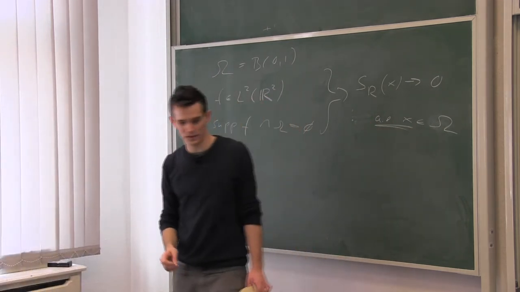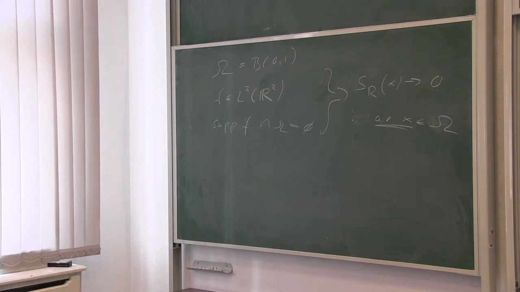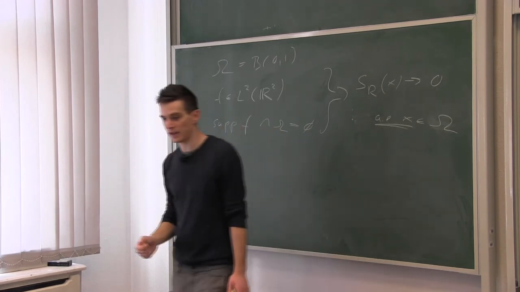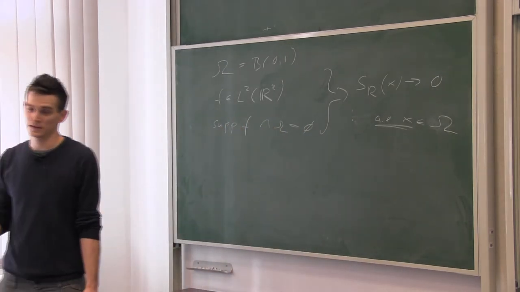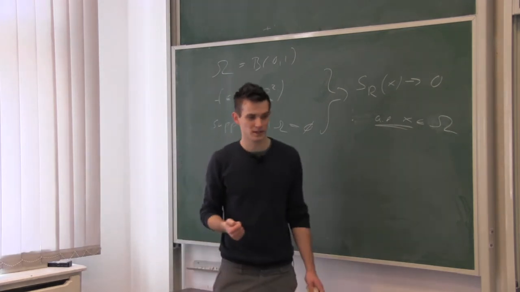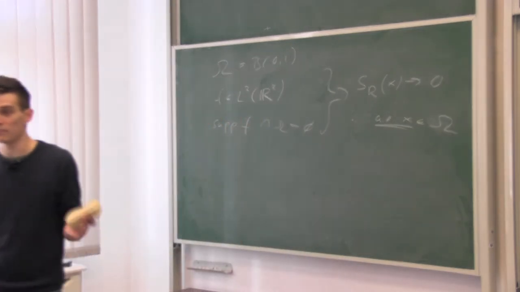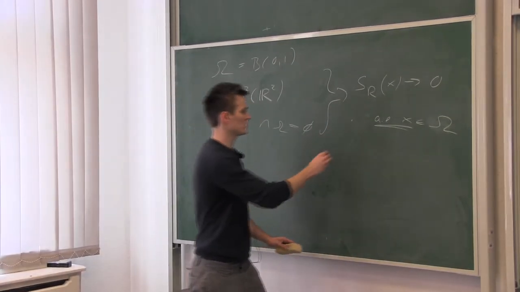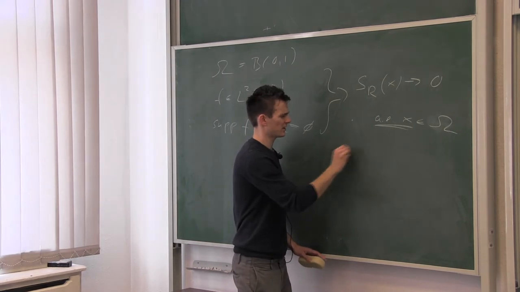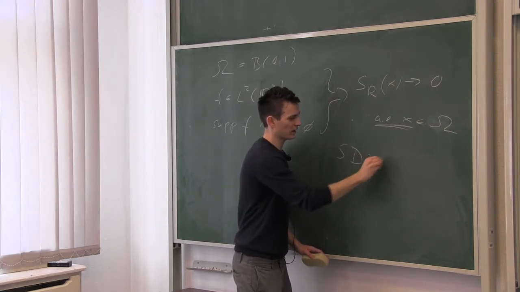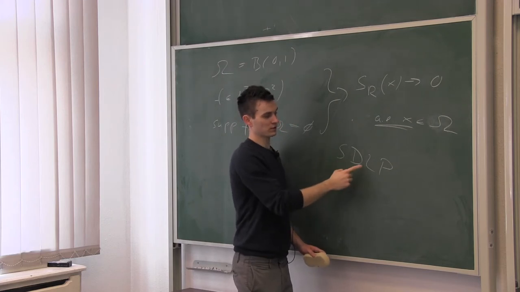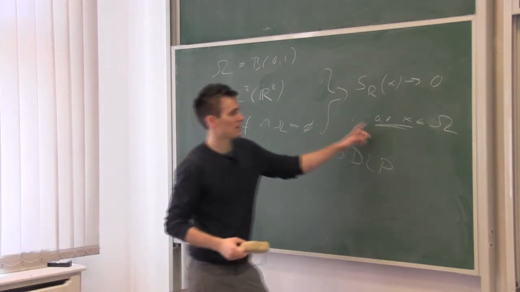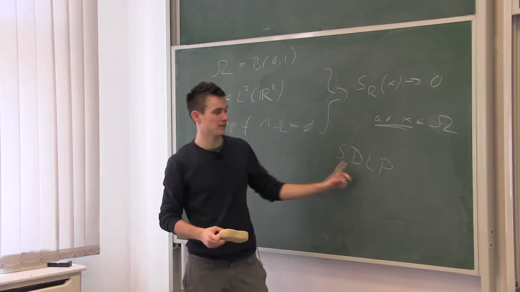Okay, and this is where tube-null sets came into the picture, because they asked, okay, this is true for almost every x, but what about the exceptional sets? Like, can we say something about the exceptional sets? They surely have measure zero, but maybe something more. This is what they called SDLP, the set of divergence for the localization problem. So whatever set can appear as an exceptional set, they call it an SDLP.